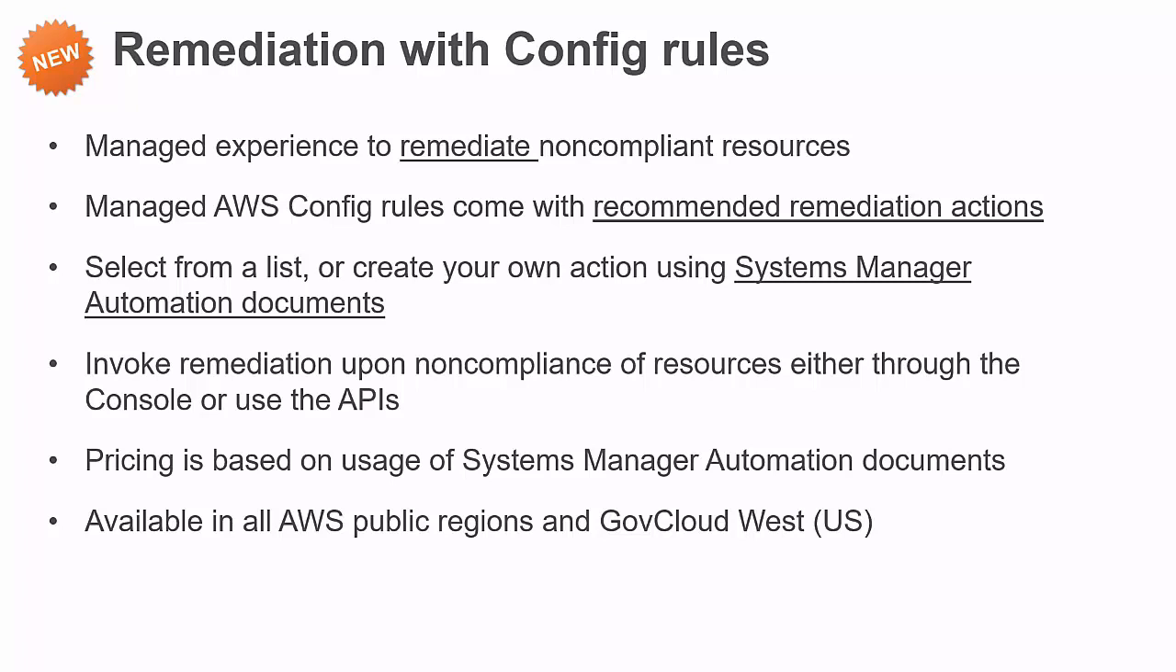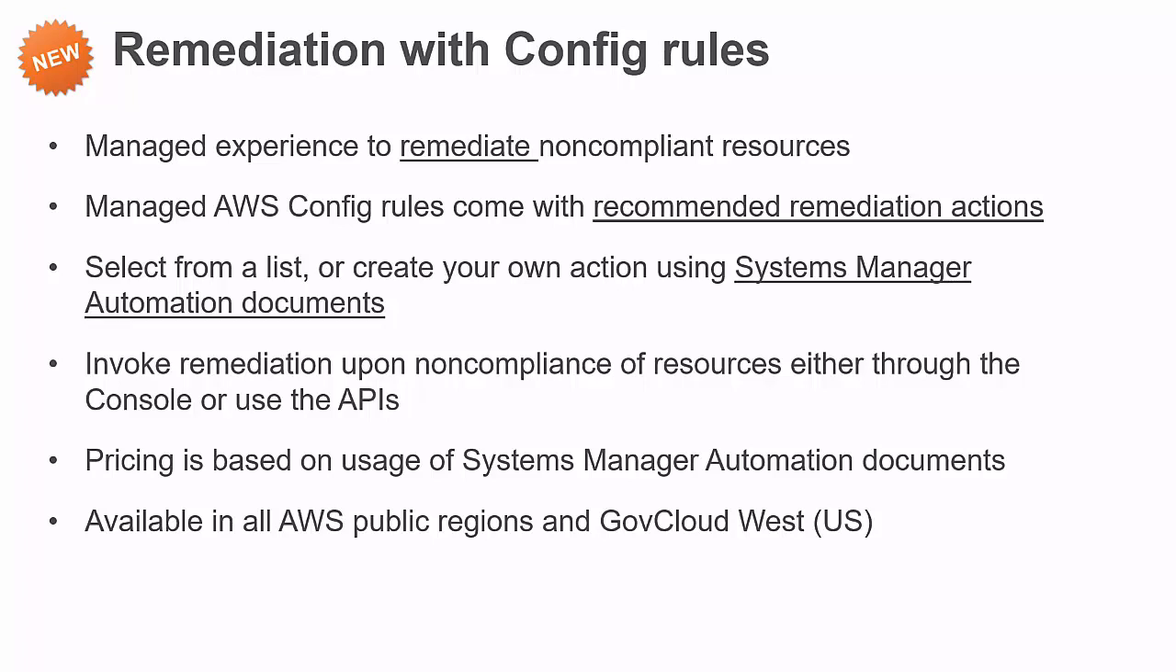Now, all of the managed config rules come with recommended remediation actions. Some are targeted specifically at the resource, while some are generic, like raising a Jira ticket. You can select one of those actions or create your own action using Systems Manager automation documents. Systems Manager automation docs allow you to create workflows, such as adding approval steps or doing velocity control. And you can call any AWS API as well through the document. So if you have any existing Lambdas or scripts, you can easily port them into an automation doc.